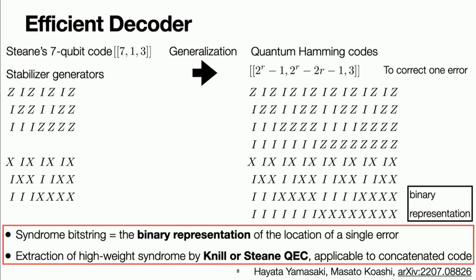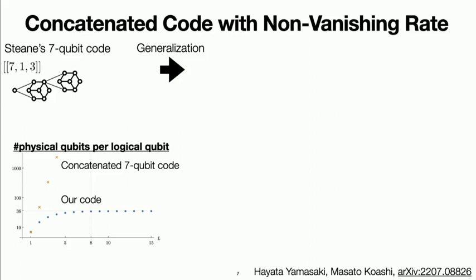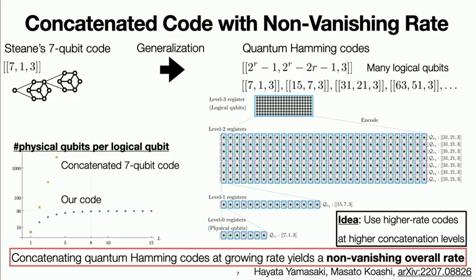I'm still wondering what is the role of your outer quantum Hamming codes? What is the effect if you scale it up? Here you have this 2 to the power r minus 1. As we increase the concatenation level, the requirement is to increase this code parameter r so that we have better efficiency at larger scales. So we use a higher rate code at higher concatenation levels to achieve constant overall rate. This is a requirement. Yeah, I got this. This is a difference from conventional concatenated codes. All right, thanks.